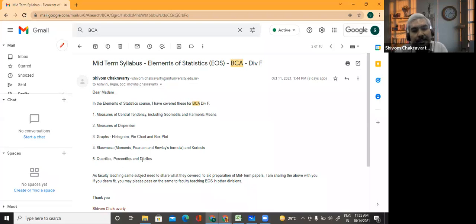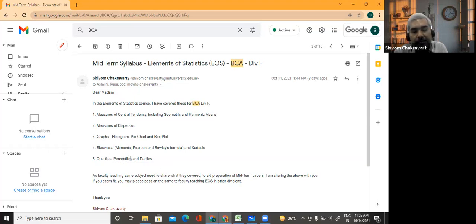Then quartiles, percentiles, and deciles, which we have discussed in detail. Quartiles we have discussed a couple of times; you can watch the earlier videos. Percentiles and deciles also, we have devoted one entire class. Deciles are converted into percentiles, then we solve. Like the first decile will be the 10th percentile, the second decile the 20th percentile, the third decile the 30th percentile, like that. So in case of deciles, we first convert to percentile, then solve.